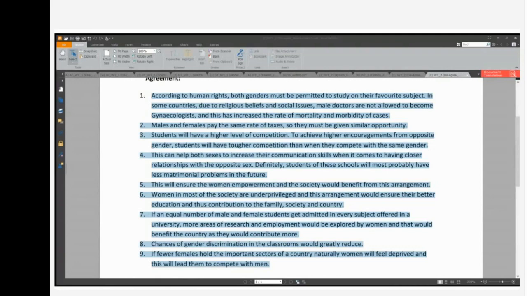You can say it is true that if the competition is arranged regardless of gender, more male students will be ahead of women. So we need to actually change this system. Universities should accept an equal number of students in this case. If fewer females hold the important sectors of a country, naturally, women will feel deprived, and this will lead them to compete with men. Something like this.